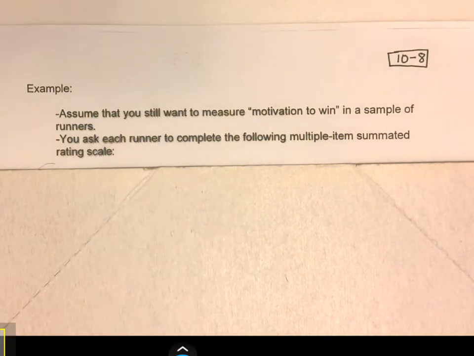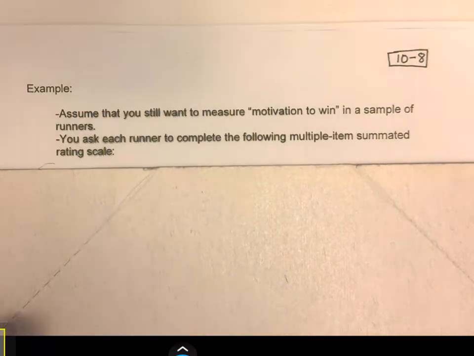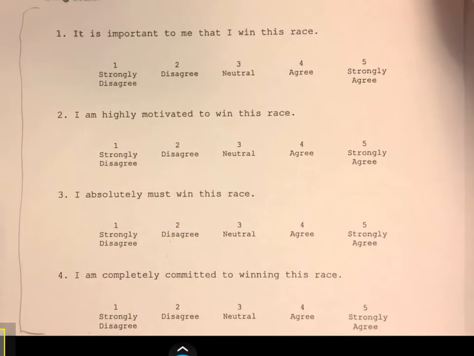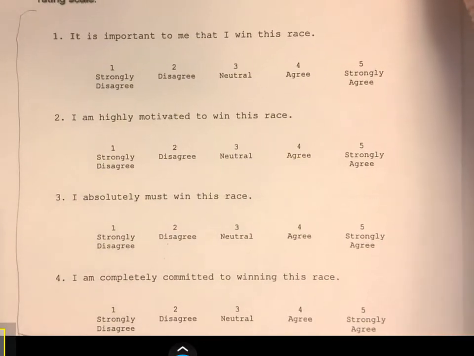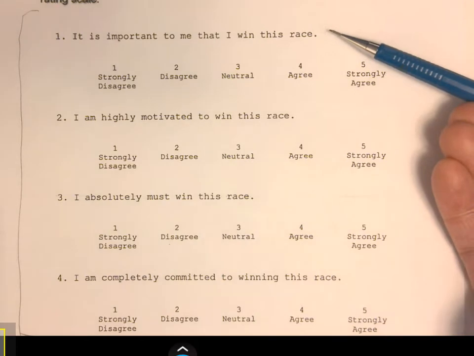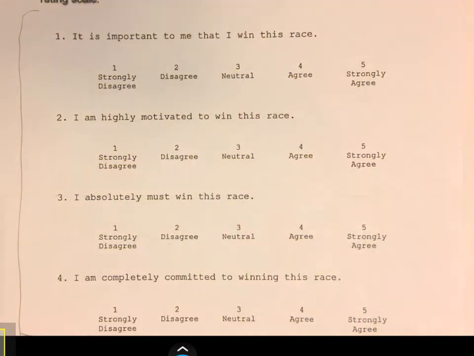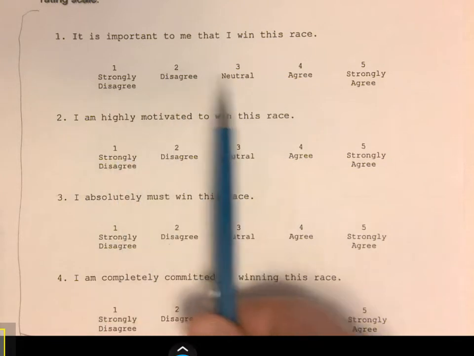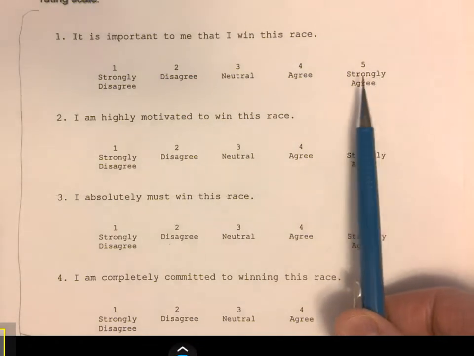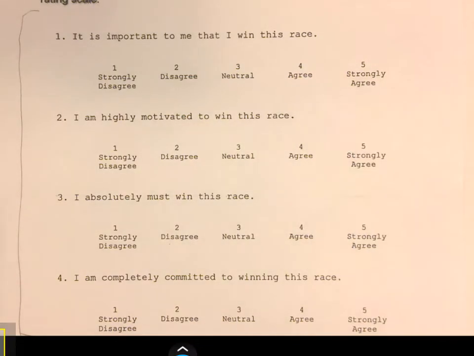For example, let's assume that you're conducting research and you still want to measure this variable motivation to win in a sample of runners. You ask each runner to complete the following multiple item summated rating scale. It looks like this. You give them a questionnaire. The questionnaire has a bunch of items on it. Here's an item. Here's the stem of the item. It's important to me that I win this race. The respondent can circle any number from 1 to 5. 1 means disagree strongly. 5 means agree strongly.